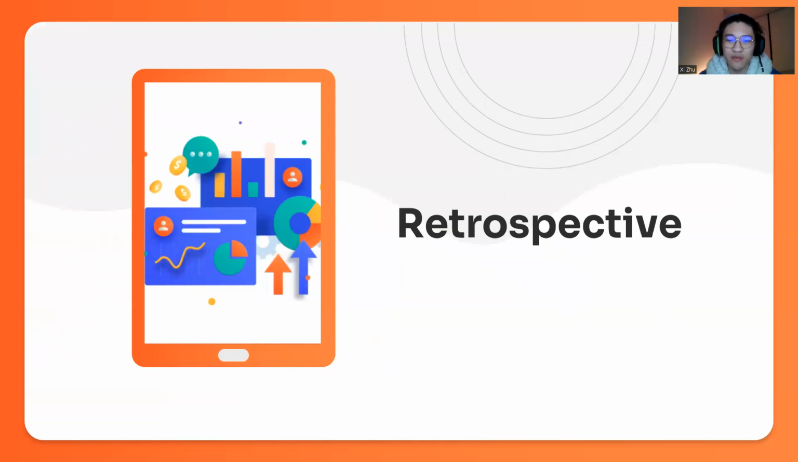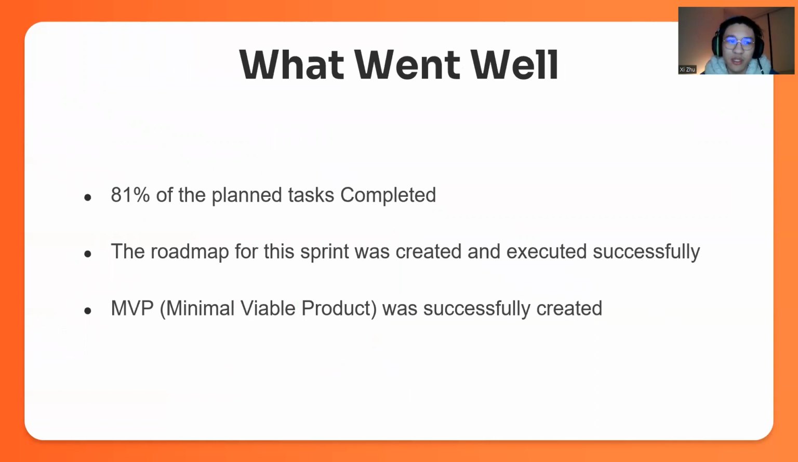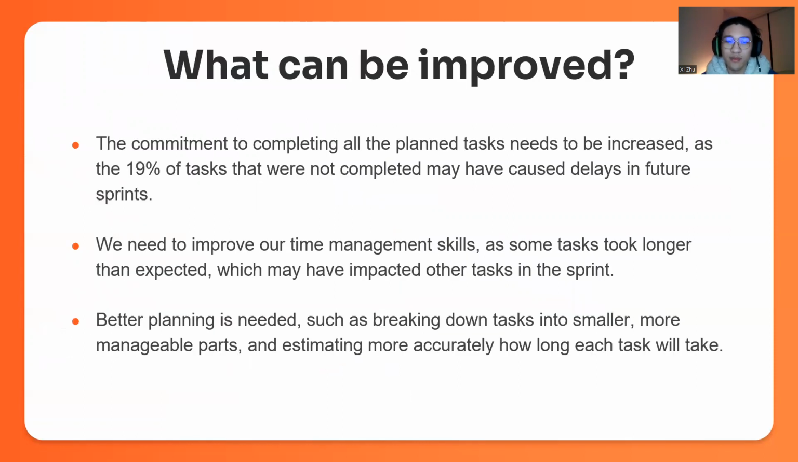And the retrospective is right here. What went well is about 81% of planned tasks were completed. The roadmap for this sprint was created and executed successfully. The minimum viable product was successfully created, as shown before in this presentation. What can be improved? The commitment to completing all the planned tasks needs to be increased, as the 19% of the tasks that were not completed may cause delays in future sprints.